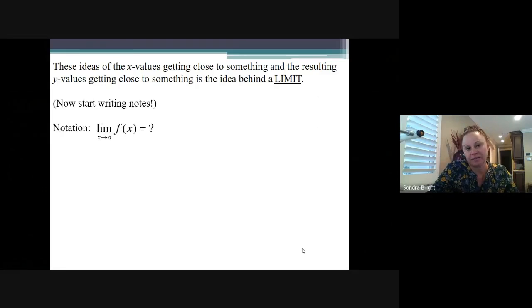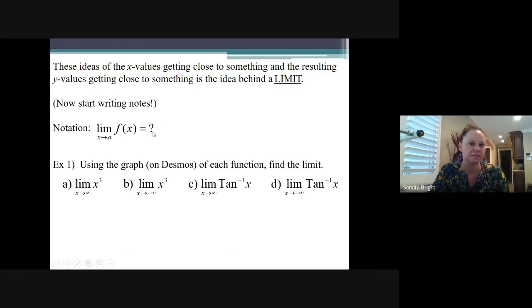Now you can actually start writing notes. Here's the notation. It looks scary. I know it looks scary, but don't be scared. It's the limit of f of x as x approaches a. And that's the notation for it. You'll write the word limit. You'll see down below in littler writing x with an arrow. A is going to be some number. It would be like x approaches 2, or it might be as x approaches positive infinity or negative infinity. And then f of x is your function, and then we'll have some value if it does exist.